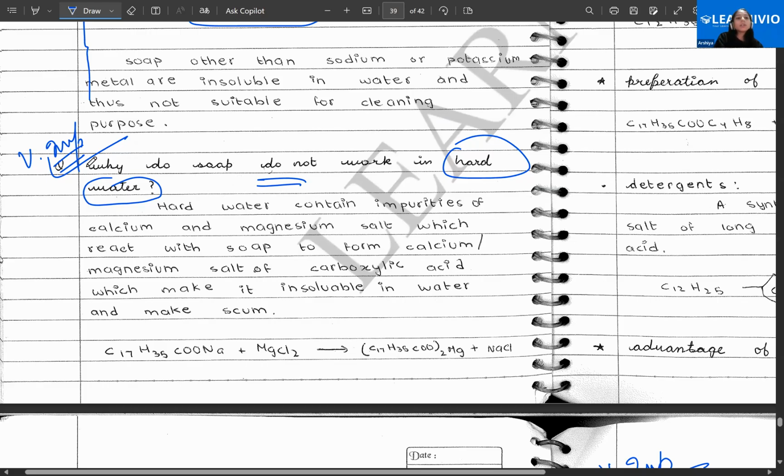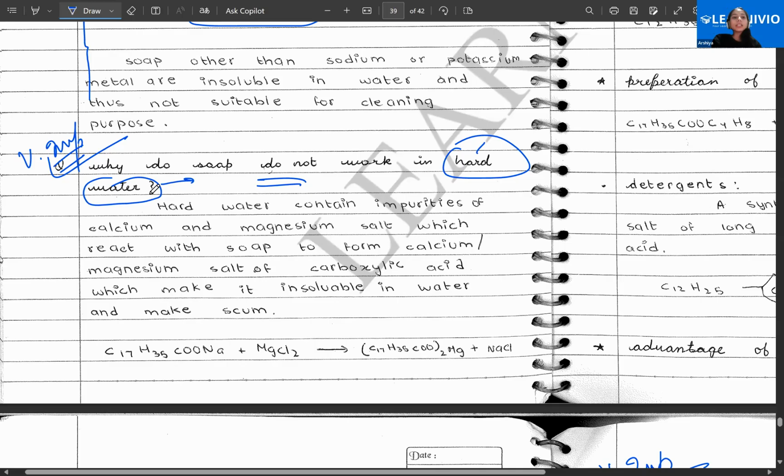Okay, now the question is why does soap not work in hard water, right? So that we already have. Sorry, were you saying something? No, we're audible. Okay, I thought you were saying something.